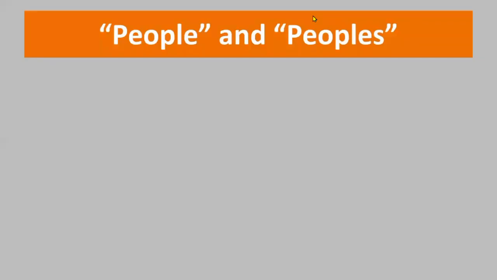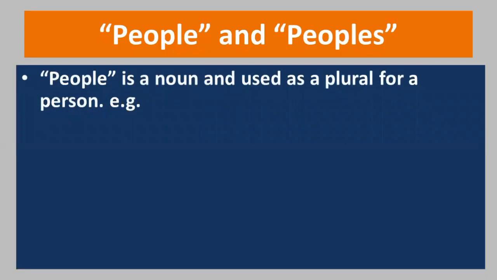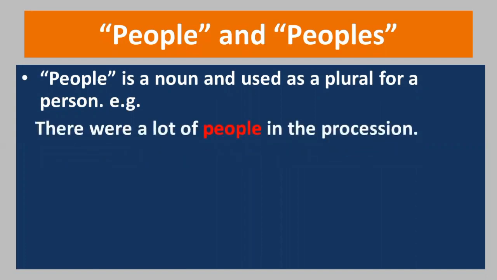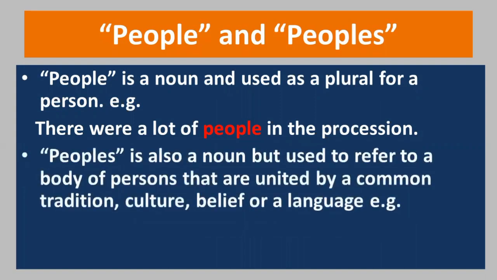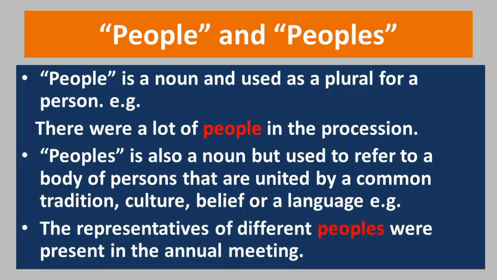Another very common mistake is in these two words, people and peoples. People is a noun and used as a plural for a person. For example, there were a lot of people in the procession. Whereas peoples is also a noun but used to refer to a body of persons that are united by a common tradition, culture, belief, or a language. For example, the representatives of different peoples were present in the annual meeting. So, viewers, look at the difference between people and peoples.